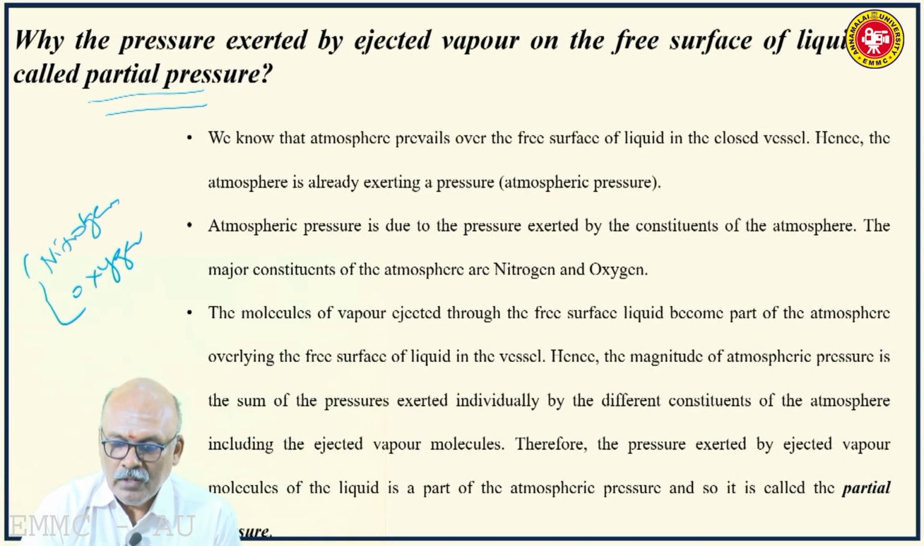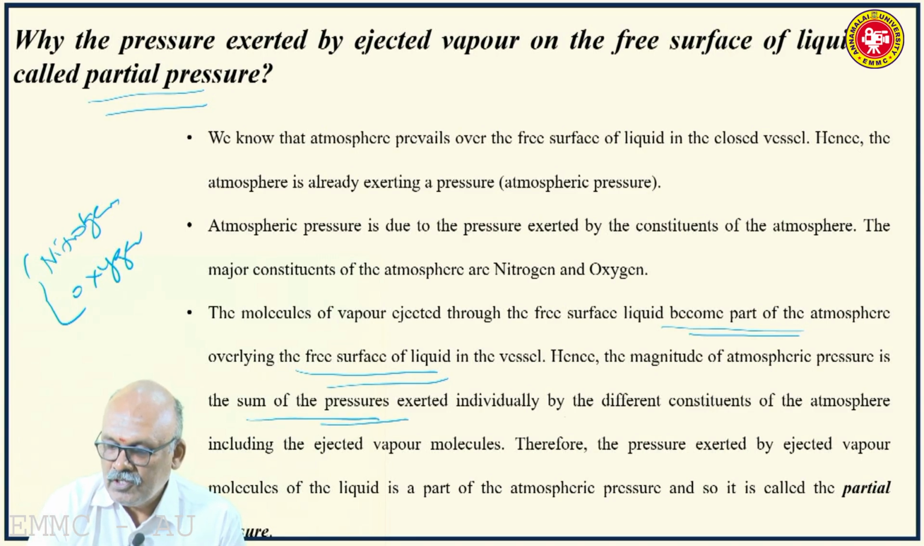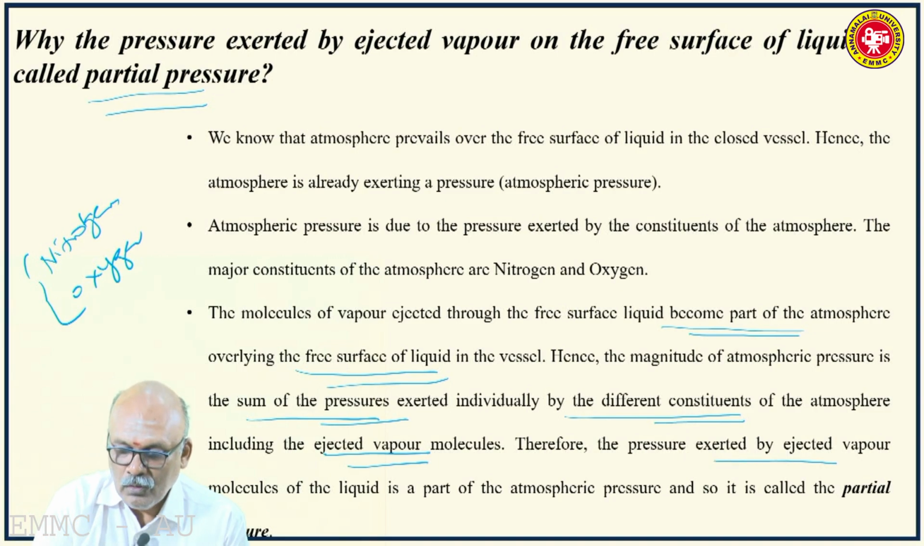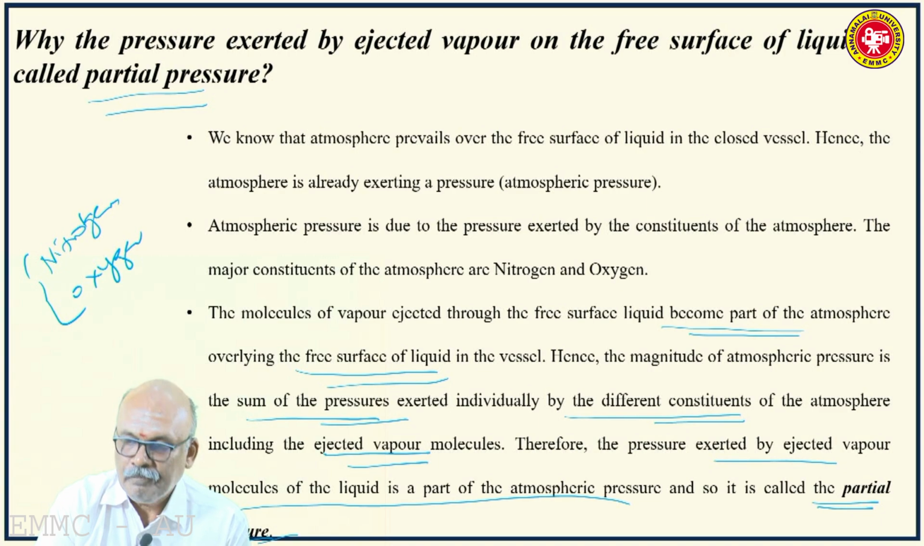Now, these molecules of vapor ejected through the free surface of liquid become part of the atmosphere overlying the free surface of the liquid in the vessel. So, the magnitude of atmospheric pressure is the sum of the pressures exerted individually by the different constituents of the atmosphere, including the ejected vapor molecules. Therefore, the pressure exerted by ejected vapor molecules is part of the atmospheric pressure, and that is why it is called partial pressure.